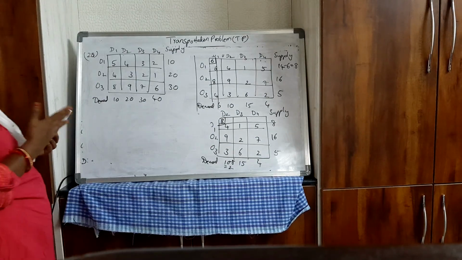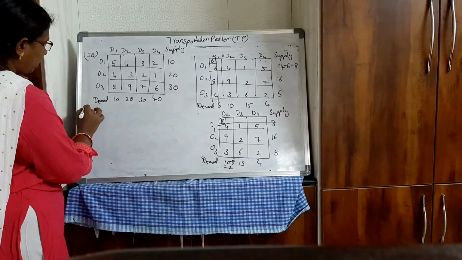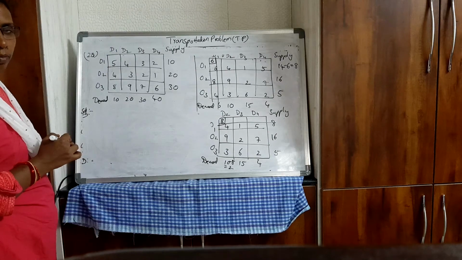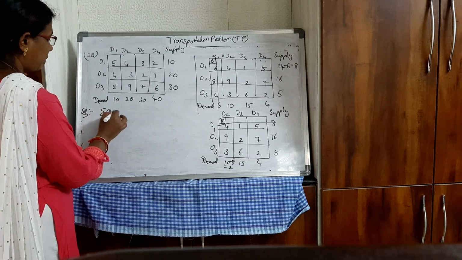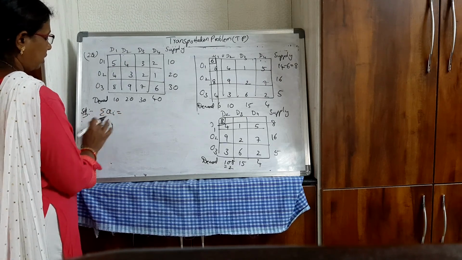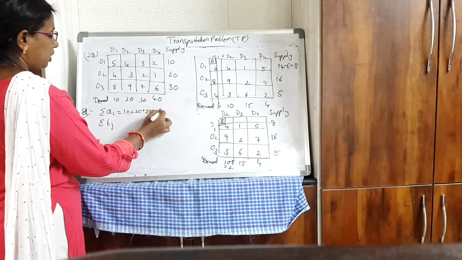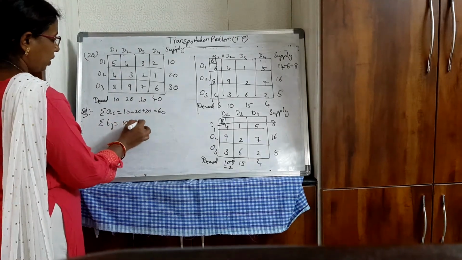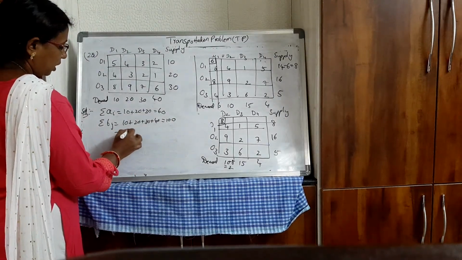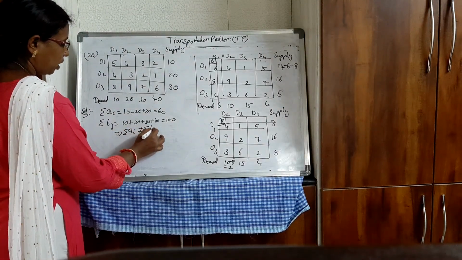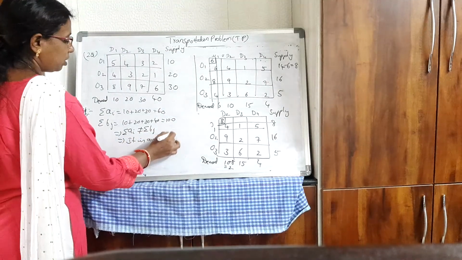Now you have to check whether this is a balanced transportation problem or not. Whenever you are solving a transportation problem, the first step is to check whether it is a balanced transportation problem or not. That means you have to find summation Ai and summation Bj. Summation Ai means total of the supply, 10 plus 20 plus 30, which is equal to 60. Bj is 10 plus 20 plus 30 plus 40, which is equal to 100. So here summation Ai is not equal to summation Bj. So it is an unbalanced transportation problem.